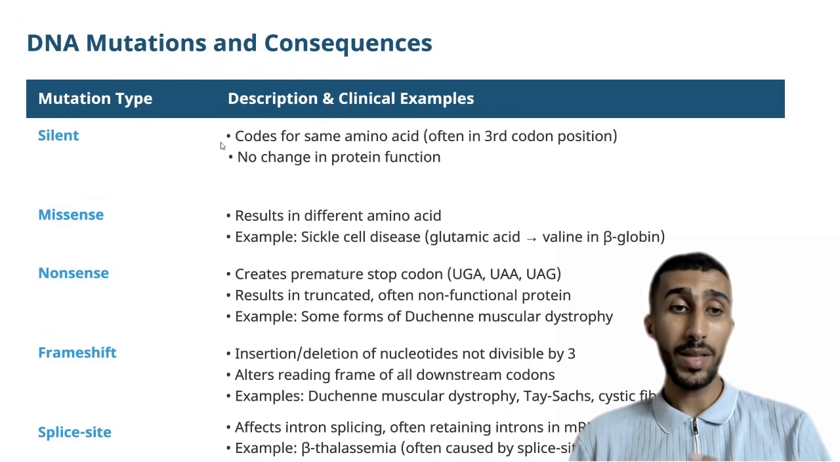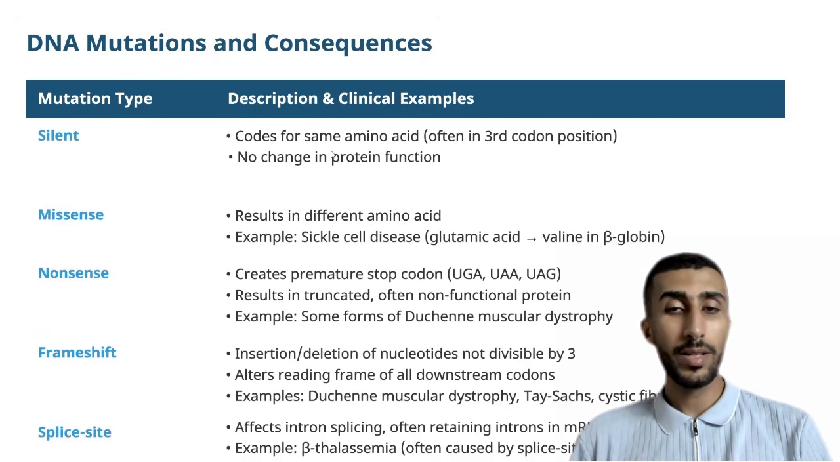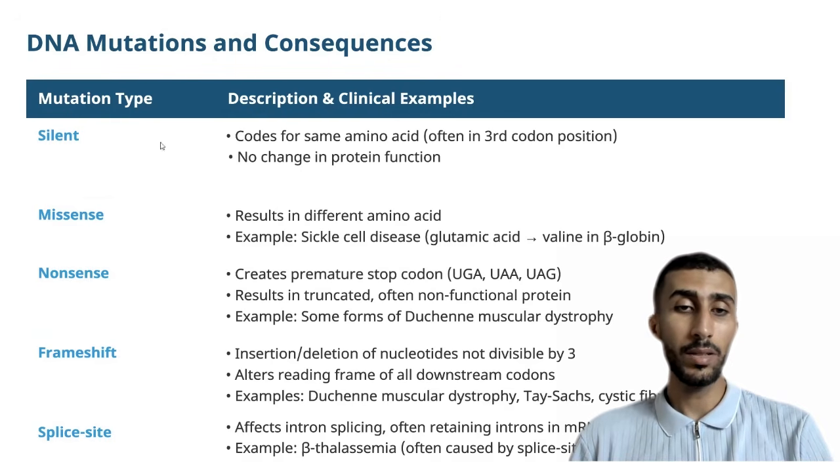So if we get an error that is going to give the same amino acid, this error is going to pass silently. This is what we mean by silent mutation. It codes for the same amino acid. This often occurs in the third codon position. So if we get a defect in the third codon position, we may end up with the code for the same amino acid, and there is no change in the protein, and everything is very good here. So this is the silent mutation.